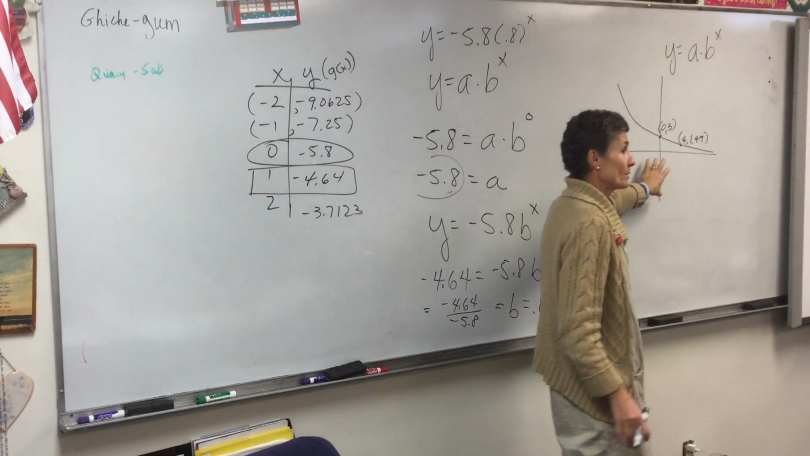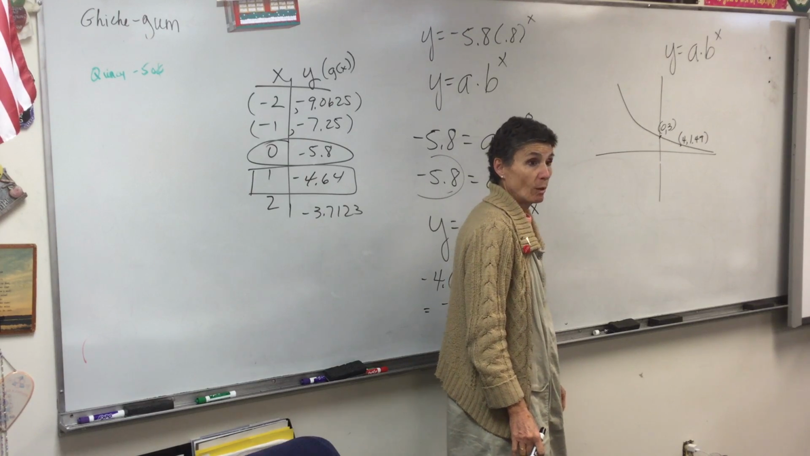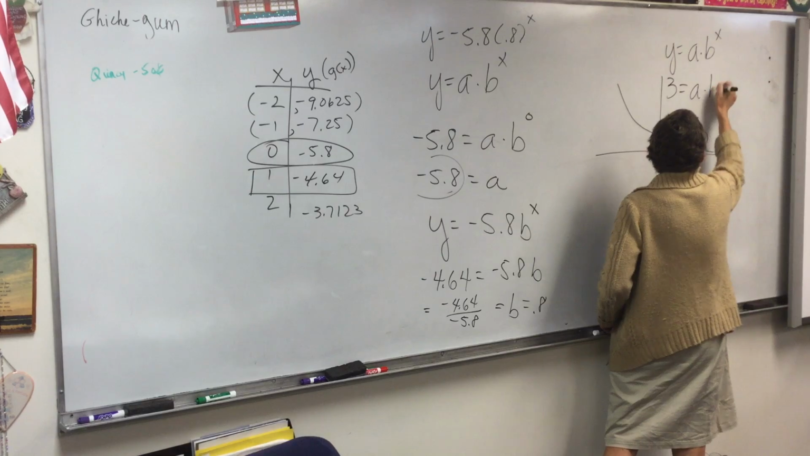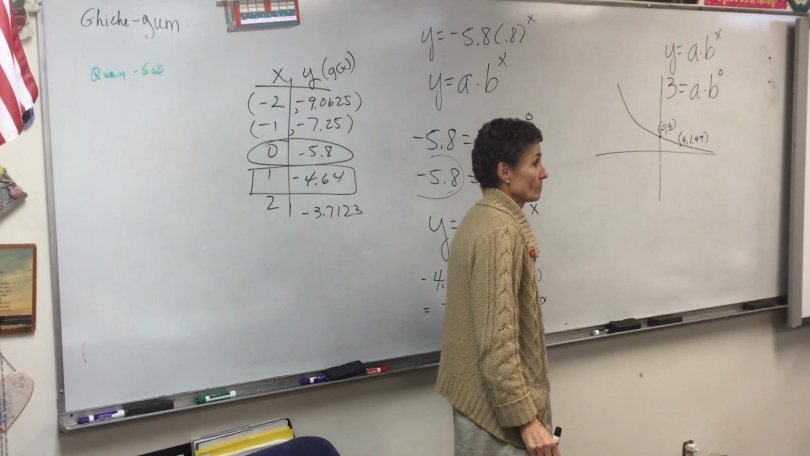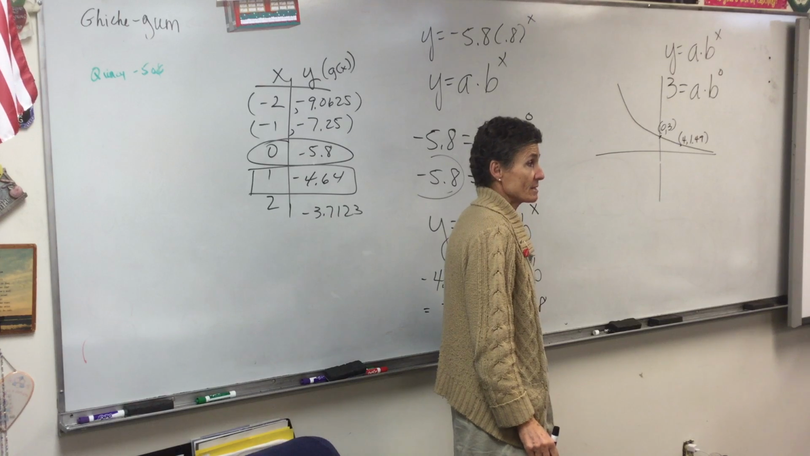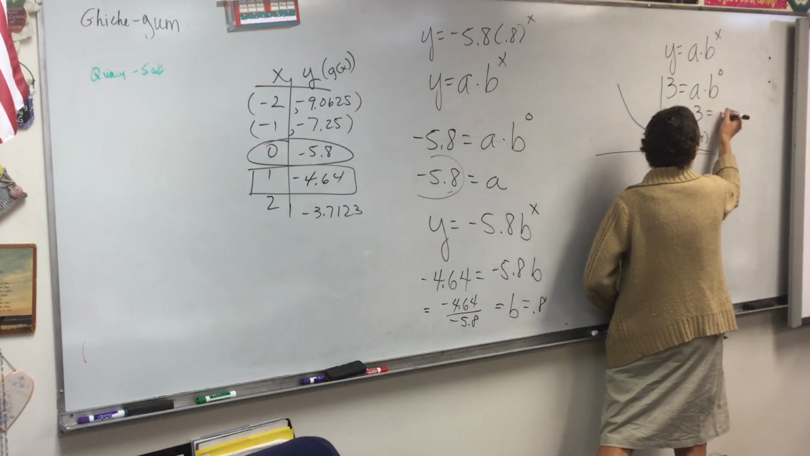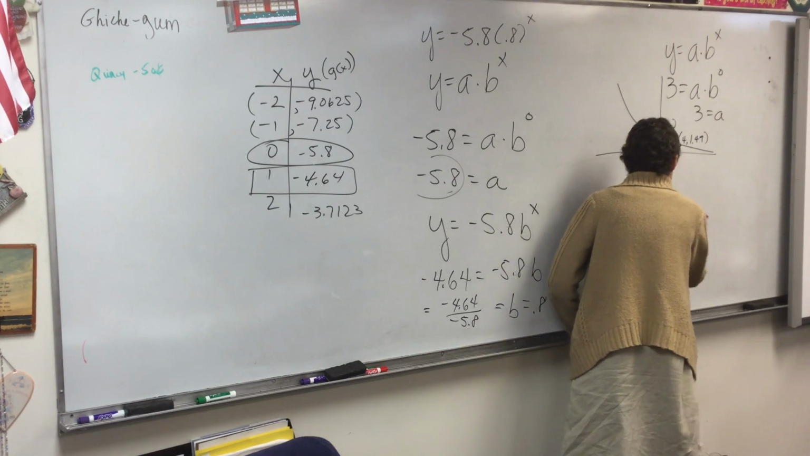Where do I start here? With this given information, where do I start? The one that has a 0. So 3 equals A times B to the 0th. What's B to the 0th? 1. So 3 equals A. So Y equals 3B to the X.